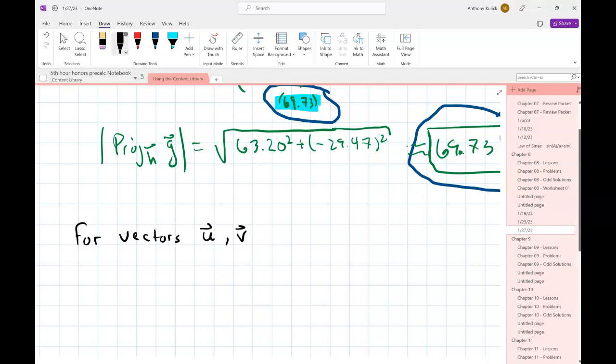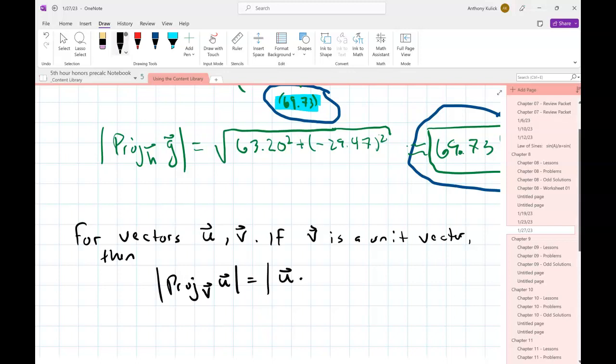So if we have two vectors, u and v, if v is a unit vector, then the magnitude of the projection of u onto v is equal to, well, we should say the absolute value of the dot product of u and v. Which is pretty righteous, right? All we need is that v is a unit vector, the vector we're projecting onto.